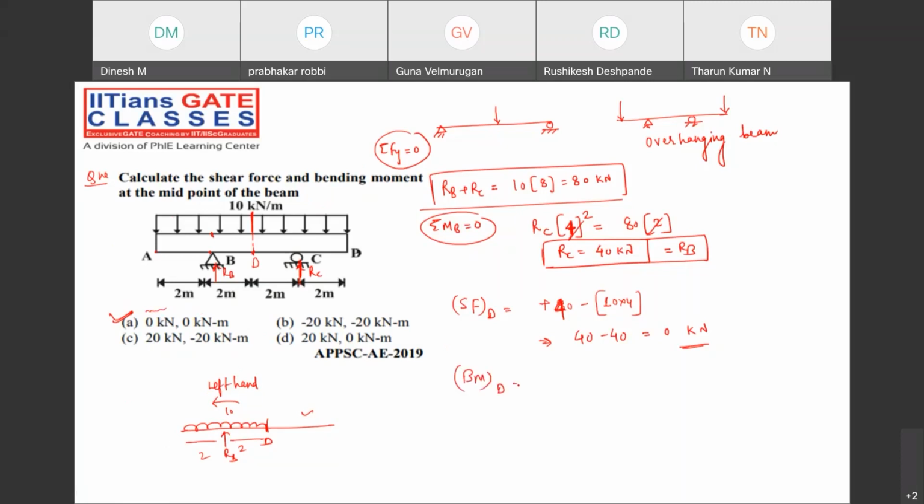So bending moment at point D will be, because of this loading condition, RB positive, because it's a sagging bending moment. Sagging bending moment because of RB into distance 2. So RB is 40 into 2, that is 80 kilonewton meter. Minus of this loading condition is what? Hogging bending moment, that is 10 into 4, that is 40. And it is going to be acting at a distance of 2 meter from this point D, that is 80. So 80 minus 80, you know that it's 0 kilonewton meter. So answer is A.